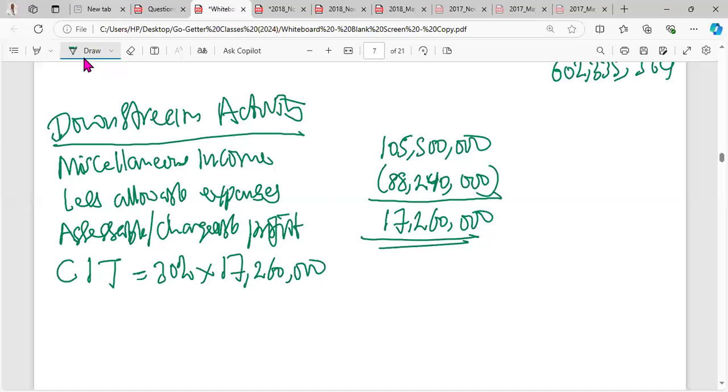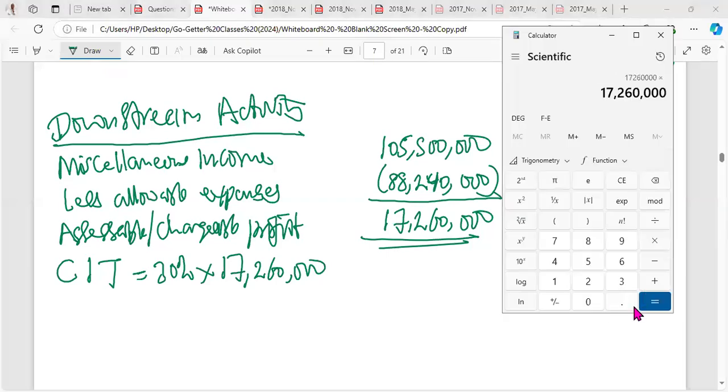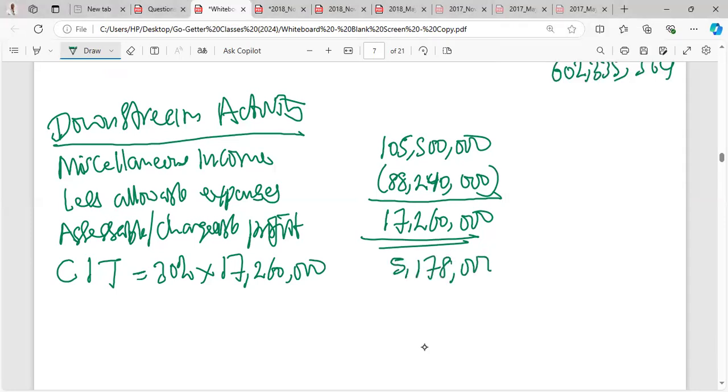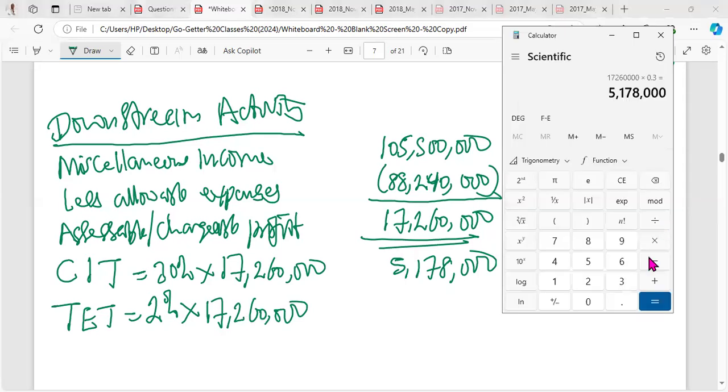So we'll say times 0.3, which is 5,178,000. This is your CIT. Tertiary education tax, as at 2015, it was 2% of 17,260. We are going to take 2% of it, but I'm going to use a shortcut. Since I've used 30%, I'll just say divided by 30 multiplied by 2. That's my shortcut. 345,200.